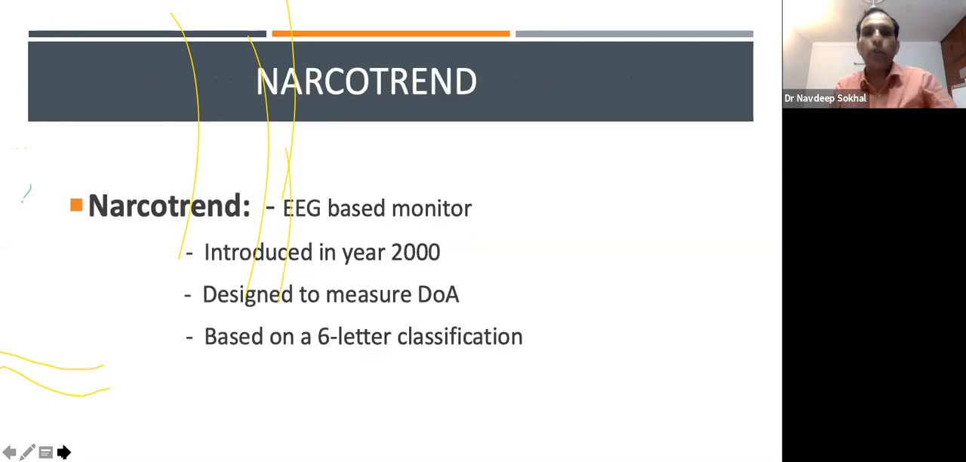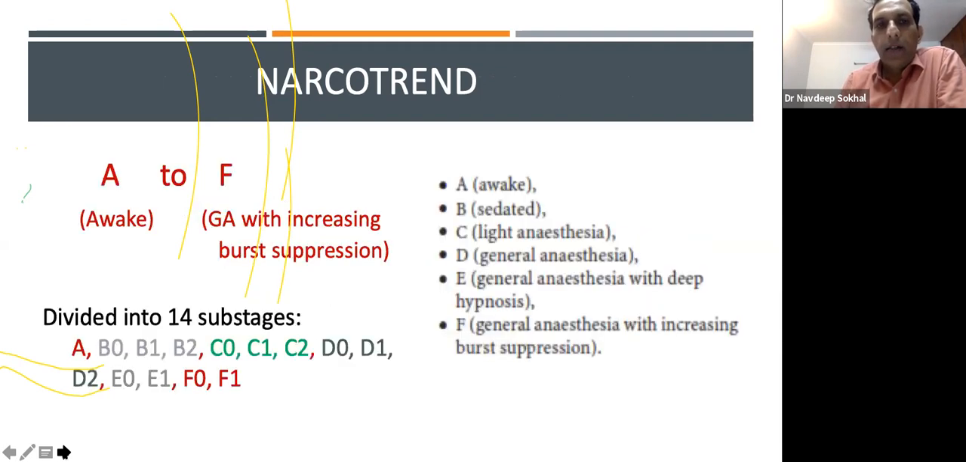The third monitor, which I told you about, is Narcotrend. Well, not as popular as the other two, but it is also an EEG-based monitor, which was introduced in the year 2000 and made for depth of anesthesia. And it actually has a classification, not like 0 to 100 in the previous monitors. It gives us values in letters, A, B, C, D, like this. The values are distributed from A to F. A means awake, and F tells you that it is general anesthesia with increasing burst suppression, that is, very deep hypnosis.